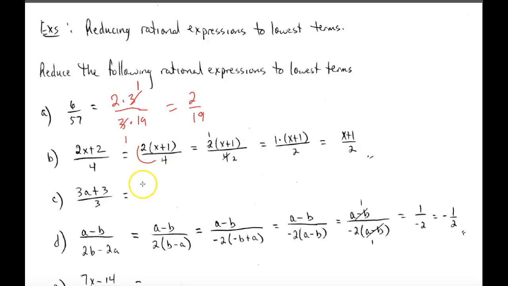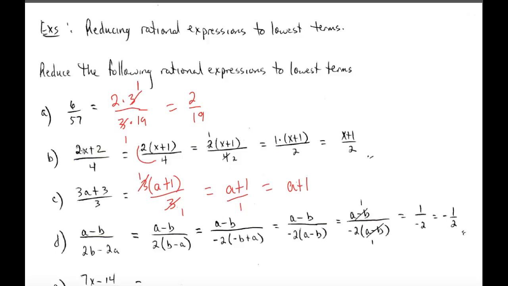So in example C, we'll factor out a common factor of 3 in the numerator. And then we see from here that 3 goes into 3 one time, or we're reducing to 1, and then we just write what's left, which is a plus 1 divided by 1. And of course, anything divided by 1 is itself.